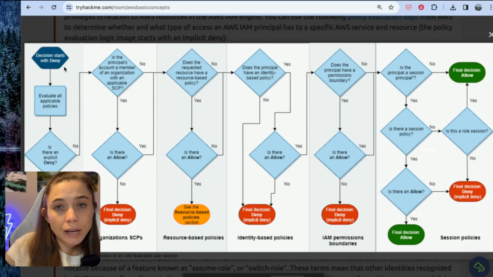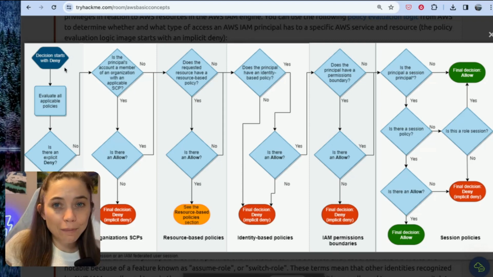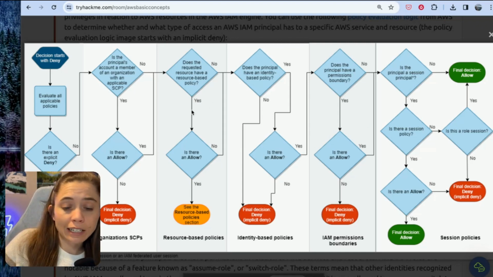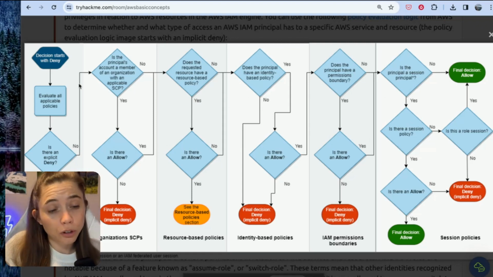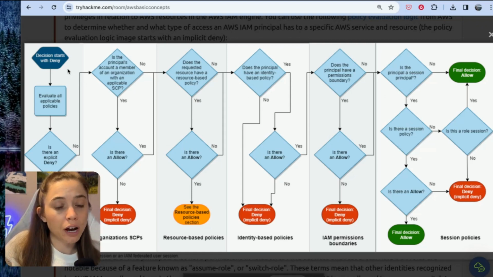So the user has made a request to download the object from our S3 bucket. And the decision starts with deny. IAM operates on what's called implicit deny. What implicit deny means is that whenever a request is made in AWS, the default decision is to deny that request. So unless there's some reason later on in this flowchart to approve this request to download the S3 object, we're going to deny it. But before we deny the request, we're going to go through this logic and double check if maybe we should allow it instead. So we're going to evaluate all the applicable policies.